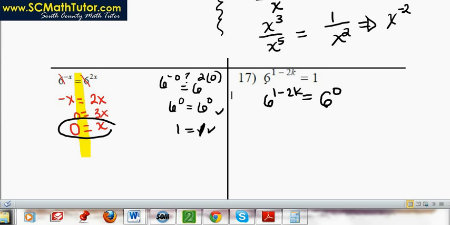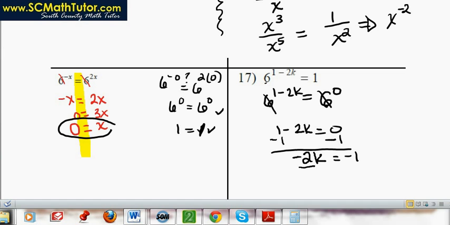Alright, so now we have the same base. Cross out the base and this just becomes 1 minus 2k equals 0. Subtract 1 on both sides. Negative 2k is equal to negative 1. Divide both sides by negative 2. So k is equal to 1/2. And you can always check it.